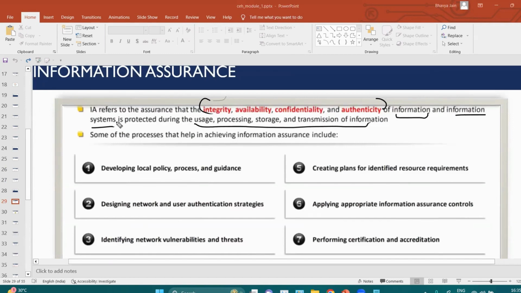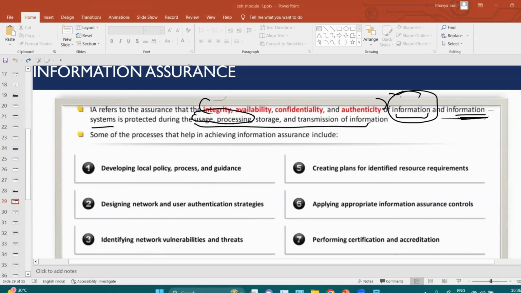So we are ensuring the confidentiality, which is no one can read or understand your data. Integrity, which is no one can modify your data. Availability, which is your data should be available to the authorized user at any time. And authenticity is whatever we are receiving should be genuine and from the authorized user. So we are ensuring the pillars of cybersecurity of information, in the data and the systems which store the data, which is information systems, and is protected during the usage or processing.